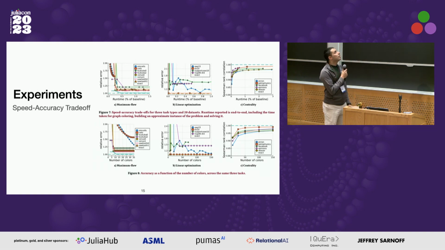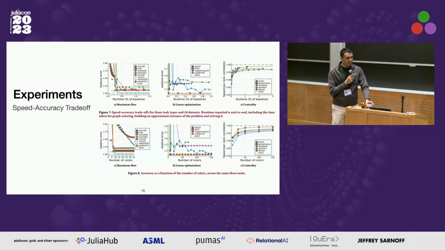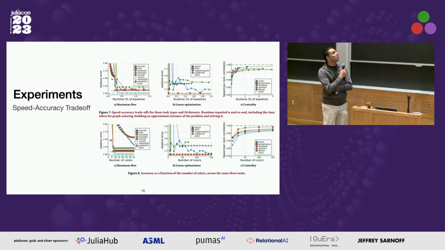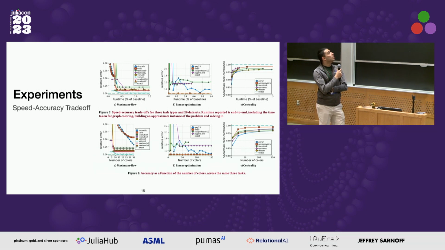So this is the slide that shows the trade-off. This is the important slide if you want to use this, right? The way you want to read this is, if we focus on the top figure first, I'm showing you the speed versus accuracy trade-off. So on the x-axis, I have the runtime as a percentage of the baseline, right? So 1.0, that's 1%, or 100x speed up, right?